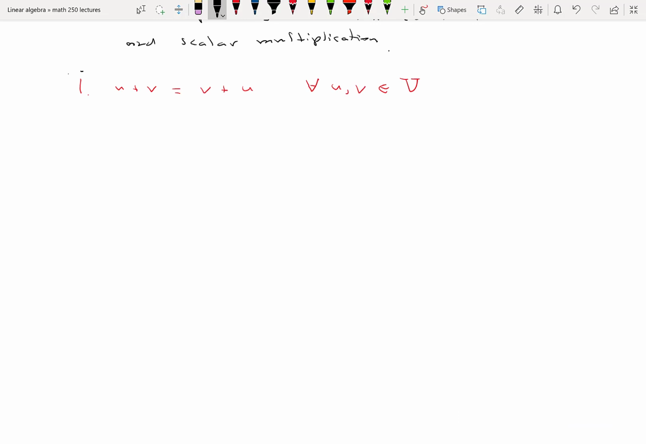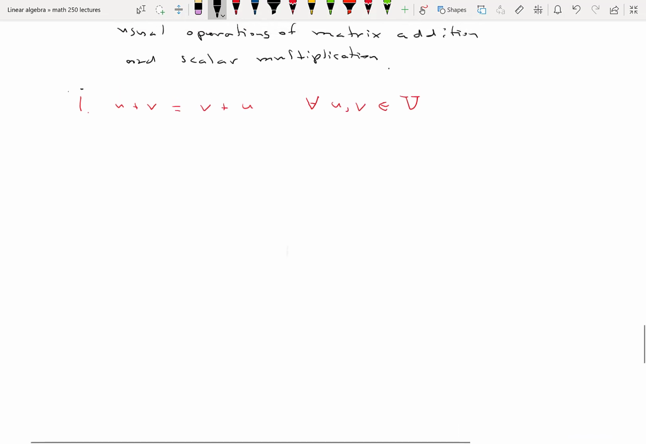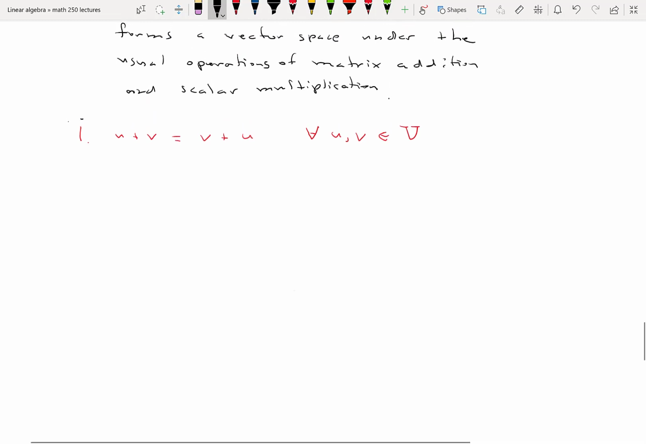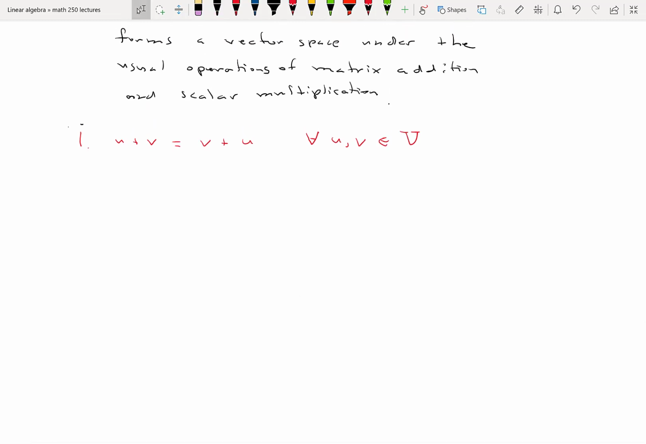Okay, so I need to show that u plus v, that's the first property. I just copied it from above and turned it red. That's the first property I have to show for every u and v in the vector space. So I'm going to pick 2 arbitrary elements from the vector space. So let's do this.